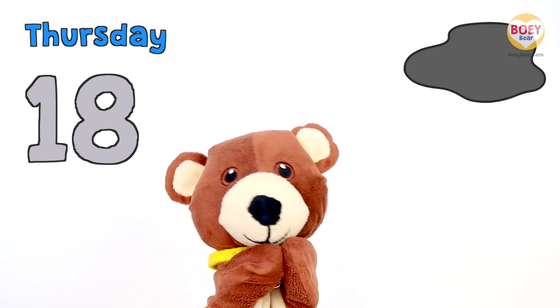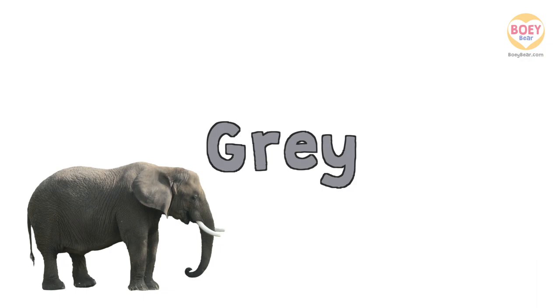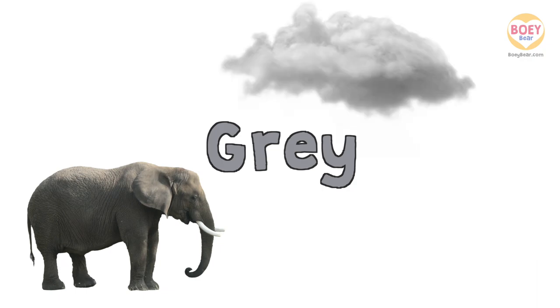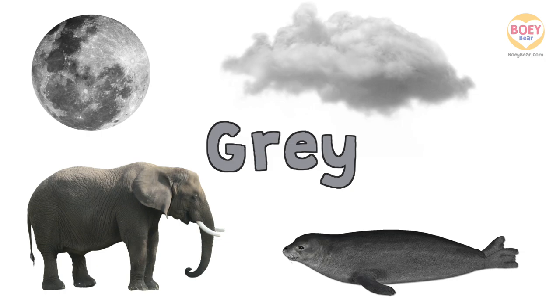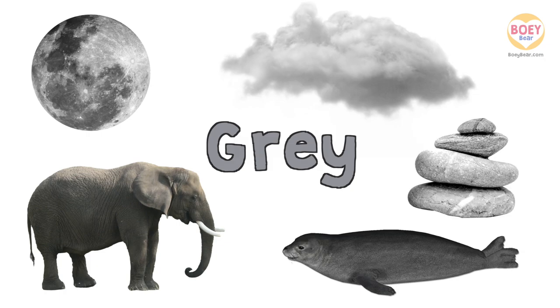What other things around us are grey? Get ready to answer. A grey elephant and a grey cloud. A grey seal. A grey moon. Grey stones. Great!